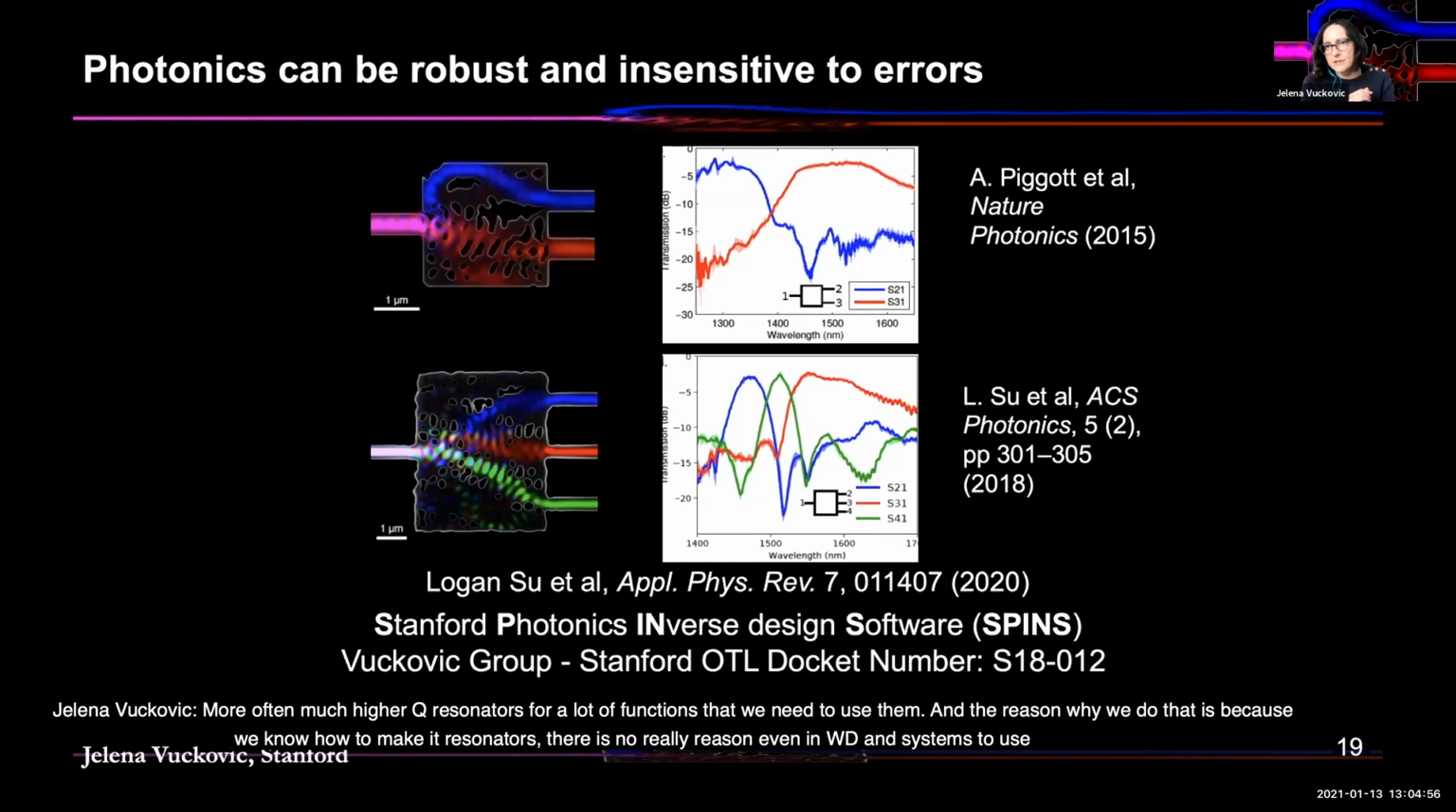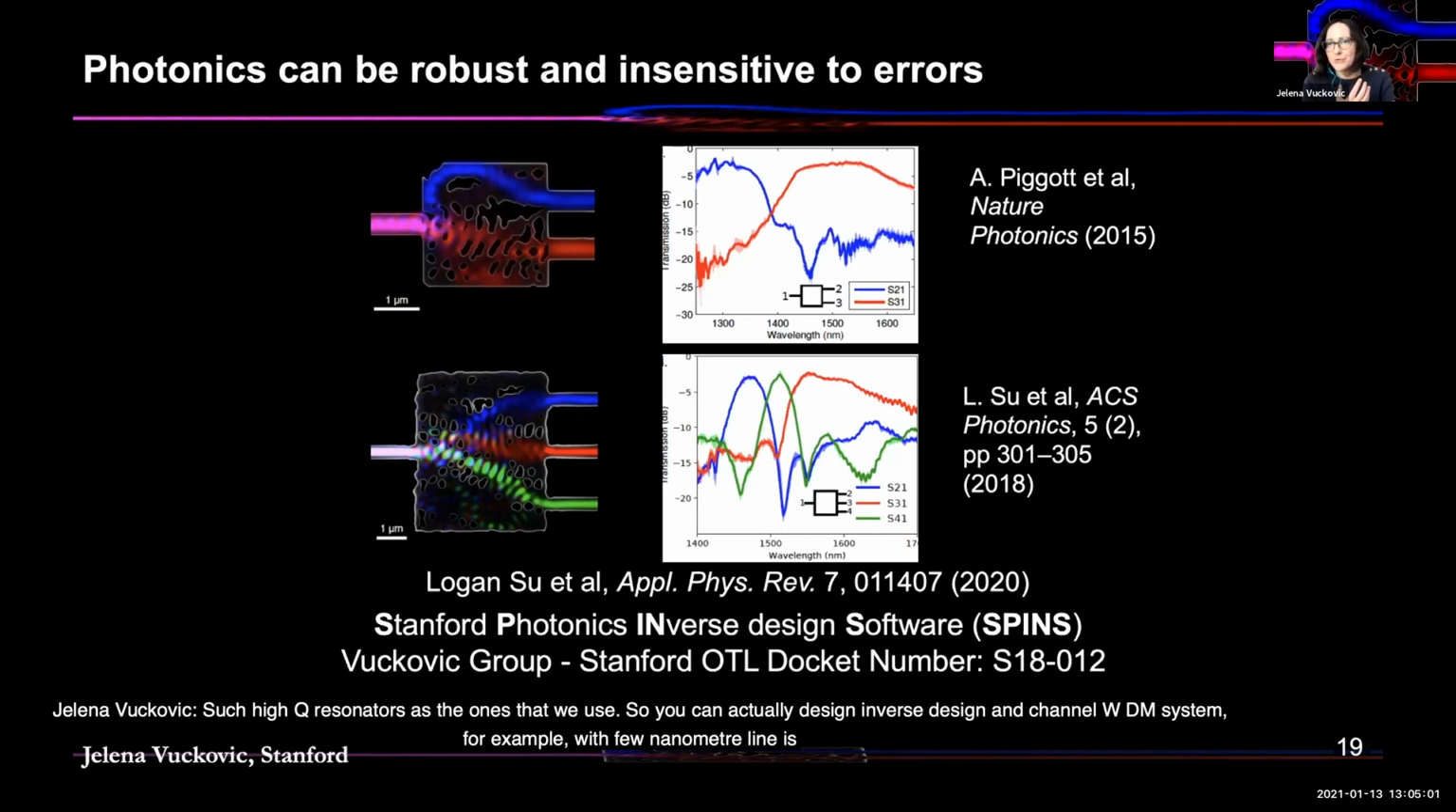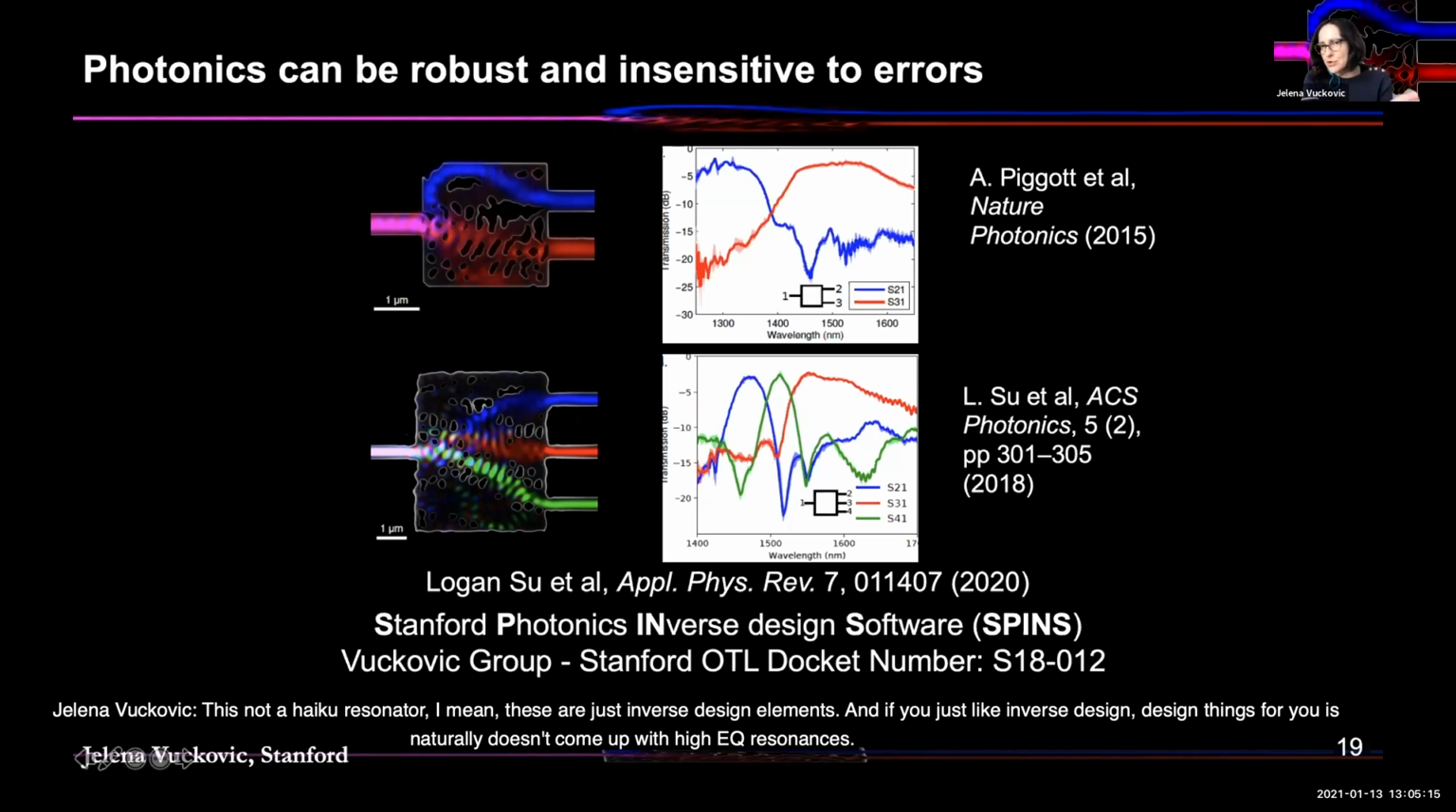There is really no reason, even in WDM systems, to use such high Q resonators as the ones that we use. So you can actually inverse design a 10-channel WDM system, for example, with few nanometer line width. That's not a high Q resonator. I mean, these are just inverse design elements. And if you just let inverse design do things for you, it naturally doesn't come up with high Q resonances. It comes up with something that has like 10 nanometer bandwidth or so for any function you like, if you don't constrain bandwidth, right? Because it's a more natural solution to the problem.